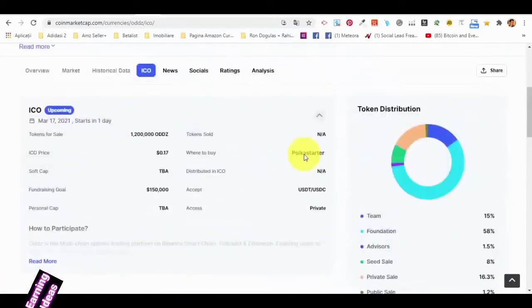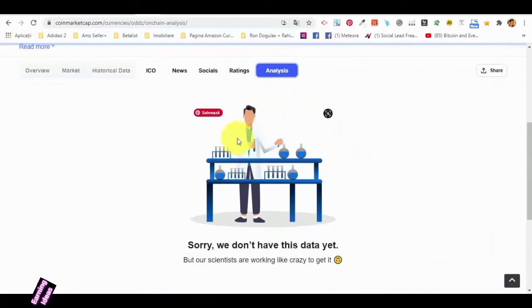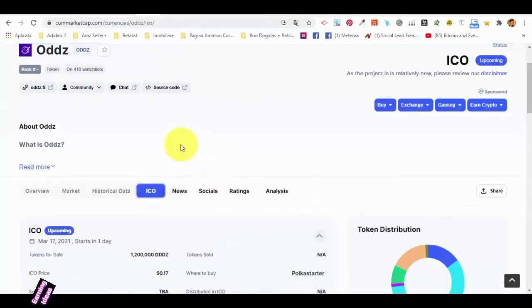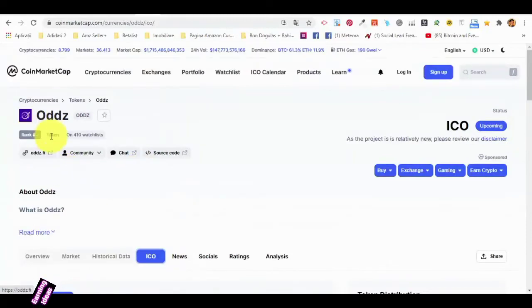and that's the information about like the statistics. And then you have news, social, ratings, analysis. Okay, you also have an analysis here. We don't have this data yet for this ICO. And another thing that you can do is go ahead and check their website. Okay, you can see that they have a website here.